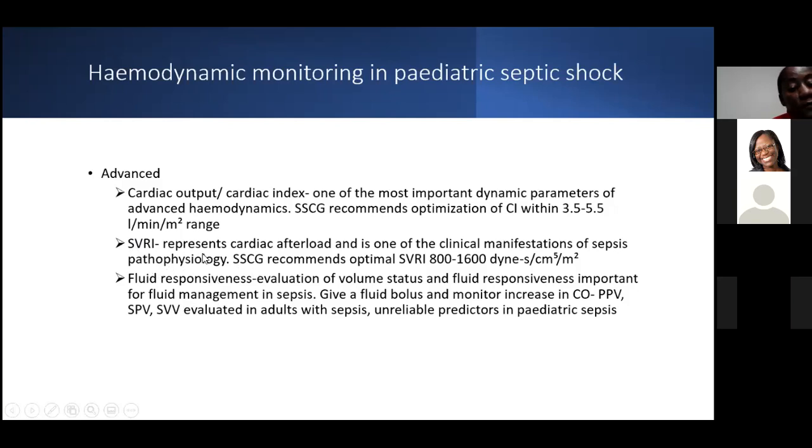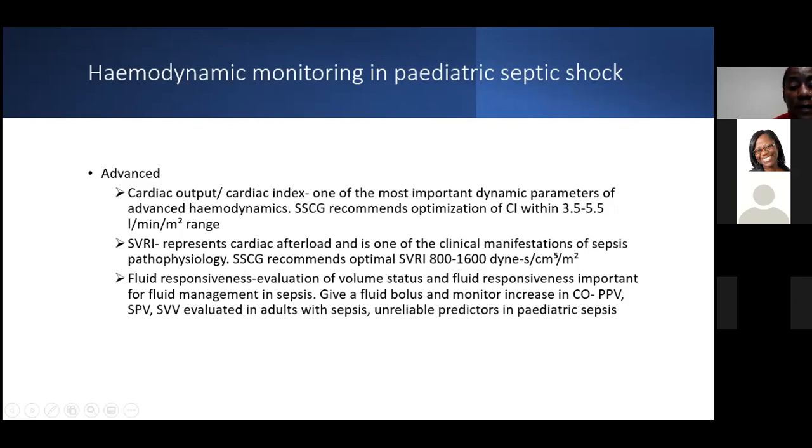There's another concept of fluid responsiveness. So in the adult sepsis guidelines, you're evaluating volume status, which is very important because you don't want to continuously pump a patient with fluid and land into problems of pulmonary edema, because another of the pathophysiologies is leaky capillaries, involving your glycocalyx. These are the patients you now start to see have increased work of breathing and pulmonary edema. So the aim of fluid responsiveness is monitoring an increase in your cardiac output post a fluid bolus.